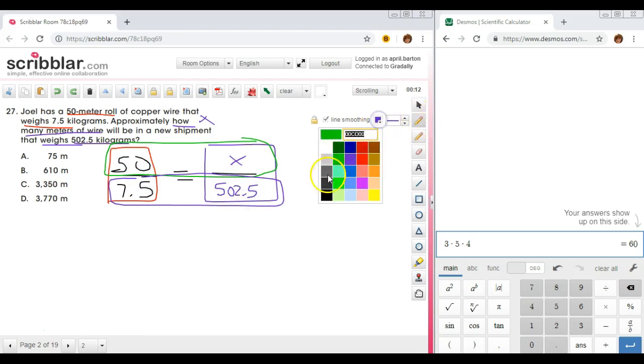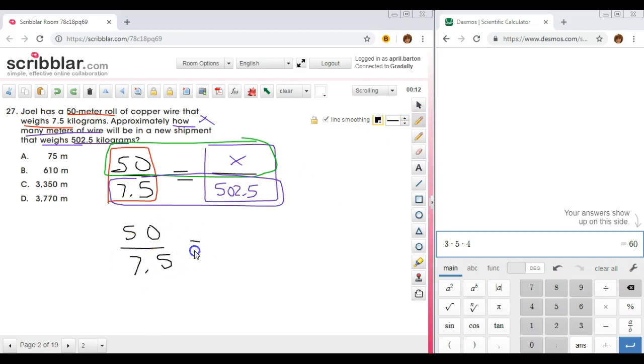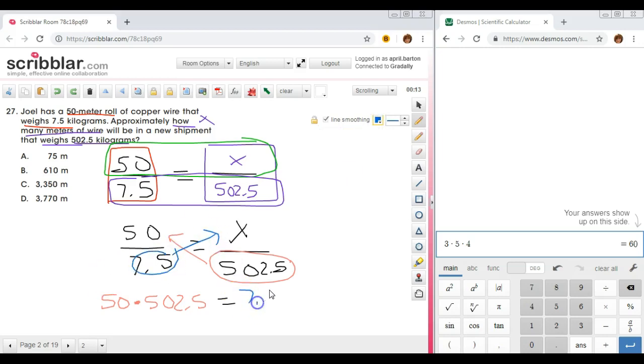So to solve something like this, you do something called cross multiplication. I'm going to rewrite it since I have a lot going on up above. So to cross multiply, you take the bottom right and multiply it up to the top left. The ultimate goal is to get rid of all the fractions. We don't want any division left. So 50 times the 502.5, and then we do the bottom left multiplied by the top right. So the 7.5 times the x.